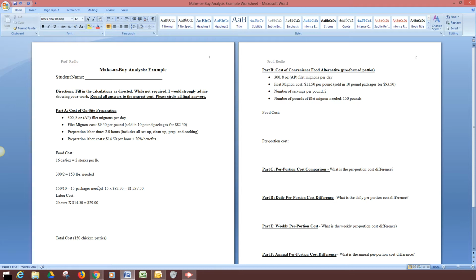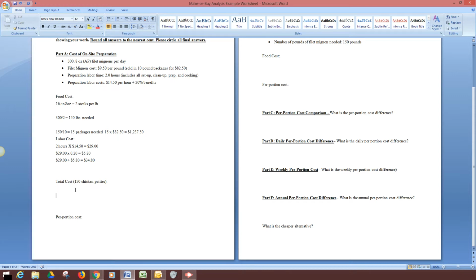You have to figure in the cost of the fringe benefits, things like health care and other types of benefits you give people. So that comes out to 20%. So we would take our $29 and times it by 20%, which is 0.20 as a decimal. And that shows us that we have another $5.80 in benefits costs. So for our total labor costs, we have to add the $29 plus the $5.80, and our true labor cost is $34.80.